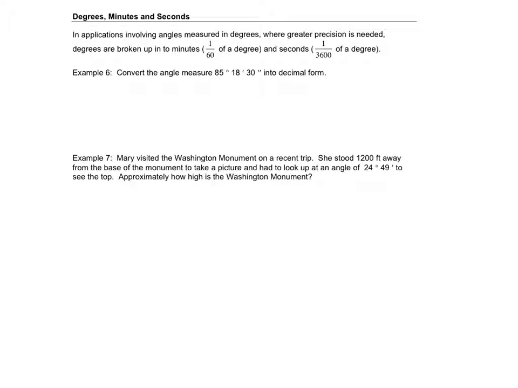Sometimes when we need even greater precision than just degrees, we will work in minutes and seconds. So a minute is 1/60th of a degree, and seconds are 1/3600th of a degree. One of the common places this is used is in latitudes and longitudes. So we're going to convert our angle measure here of 85 degrees, 18 minutes, and 30 seconds into decimal form. And so that's what those little symbols mean.